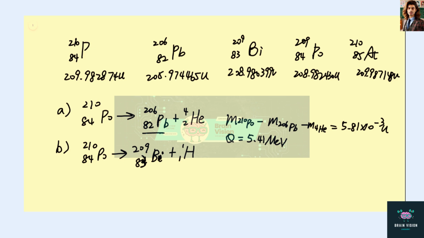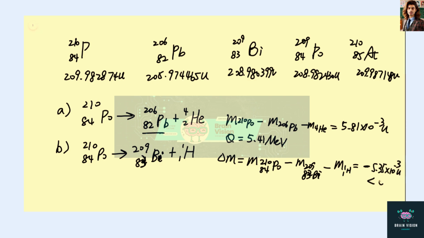And if we calculate the mass, delta mass equals the mass of, again, initially polonium minus its product, 209 bismuth-83, minus the mass of a hydrogen atom. It will be negative 5.35 times 10 to the negative 3. Because it's smaller than 0, this reaction is actually unfavorable, so this reaction is not possible.